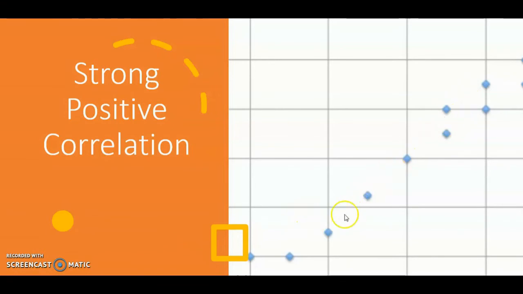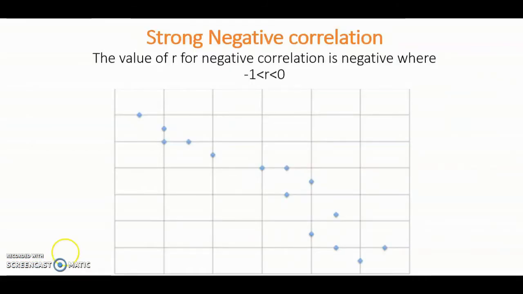This scatter plot is an example of a strong positive correlation. We see how almost all the dots are lined up. This scatter plot is an example of a negative correlation. We see that as the x values increase, the y values decrease. It is a strong negative correlation because if we drew a line of best fit through these points, we'll see that the data points are not too distant from the line of best fit.